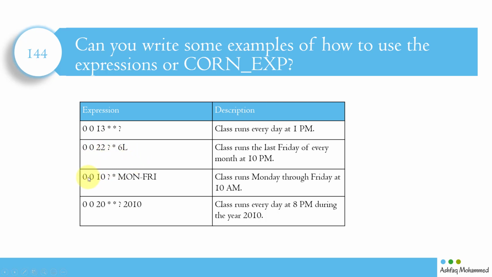And the next expression is 0 0 10, where 10 is 10 a.m. in the morning, and 22 is 10 p.m. So this is seconds, minutes, hours, and then question mark, star, and then Monday to Friday. So the class runs Monday through Friday at 10 a.m. And 0 0 20 is 8 p.m., then * ? * 2010. So the class runs every day at 8 p.m. during the year 2010. So this is how we write a Cron expression.